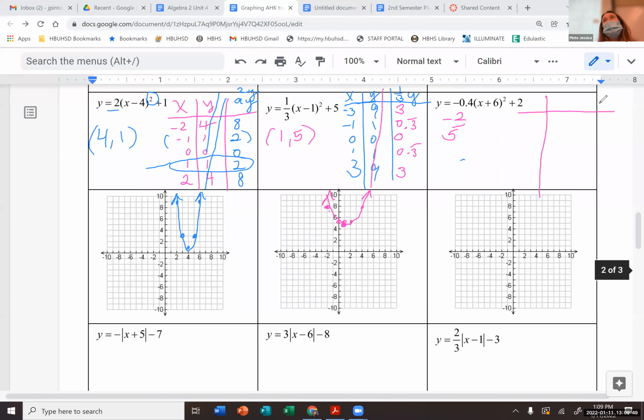-2/5 is the same as 0.4, but it's written in a way that's going to help me to know which number I need to plug in for X. So my X values, again, I'm replacing the 2 with 5. -5, -1, 0, 1, and 5. I square those to generate my Y values. 5 squared is 25. -1 squared is 1, 0, 1, and 25.